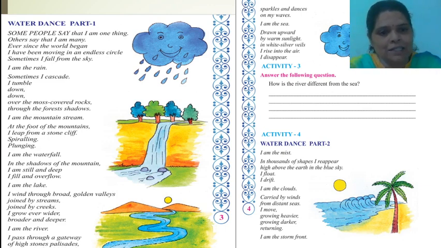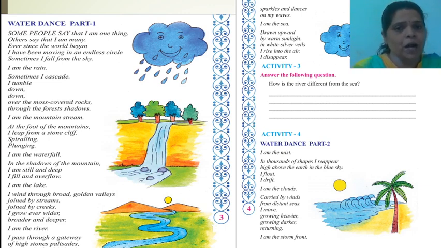You can see in the picture here. Okay, here is the picture. Okay, sometimes I cascade. I am the waterfall series. Okay, I tumble down and down over the moss covered rocks through the forest shadows. I am the mountain stream. Then here it is said, I am the mountain stream.